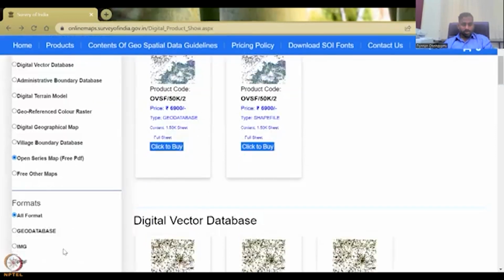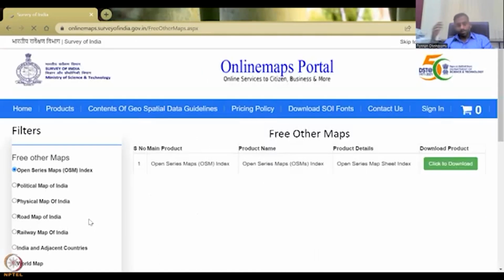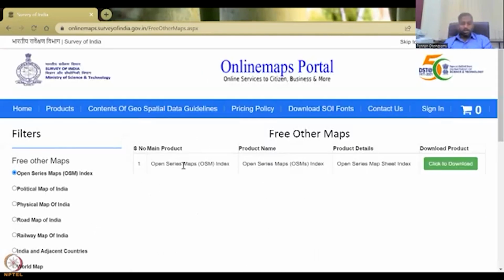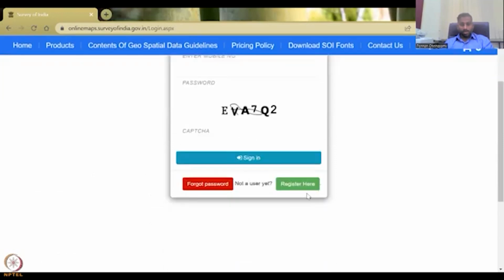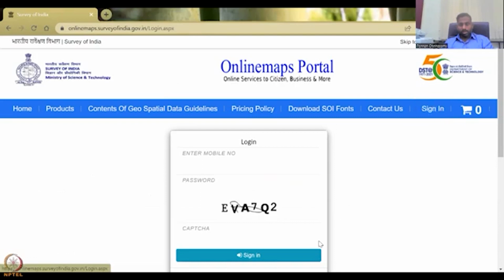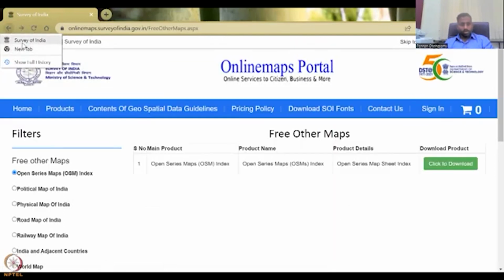Whereas you can also get open source maps. So you can say free maps, and then it will format. It's just searching for all the free maps that are available. So OpenStreetMaps is there. You can click to download the product. It will open a page and then ask you to give the mobile number, password, etc., for which you should register. So always have this registered. You can sign in and then do it. But let's go back to the Survey of India.